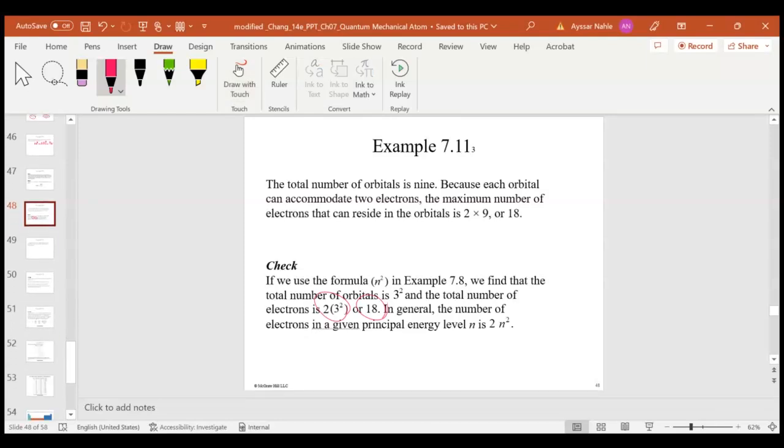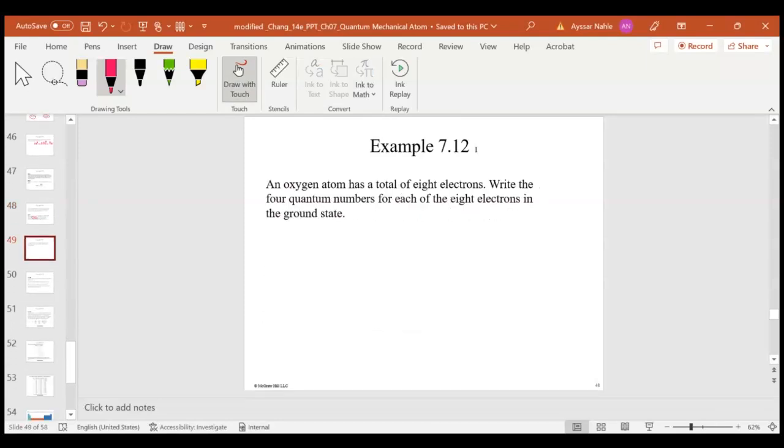Right. Now, an oxygen atom has a total of 8 electrons. So you have oxygen in here, and 8. Is it 8? 8 electrons in there. Write the 4 quantum numbers for each of the 8 electrons, for each one. Let's take only one.